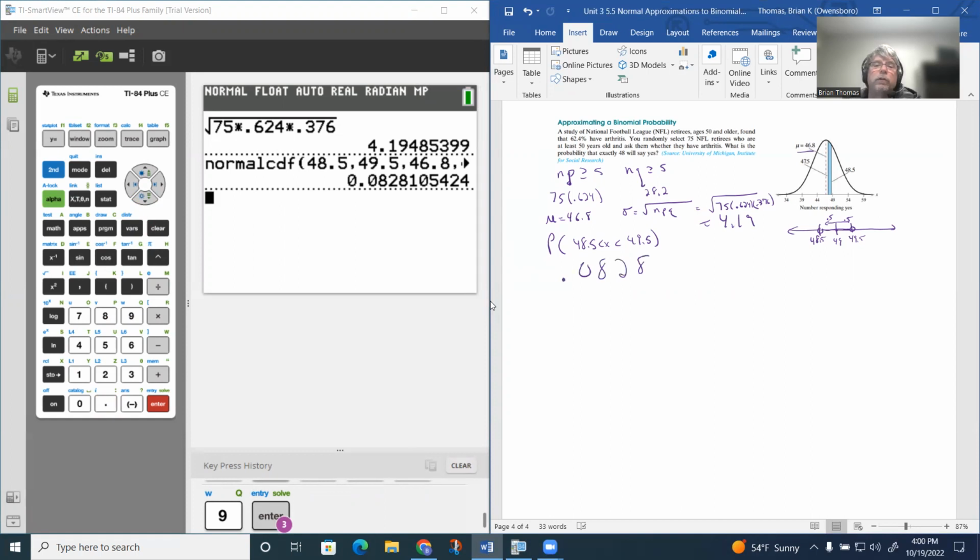So just a little over 8% was exactly that. Again, we don't expect a high probability there because they're saying exactly 48. So the probability should be fairly low. That sounds reasonable for this problem here.